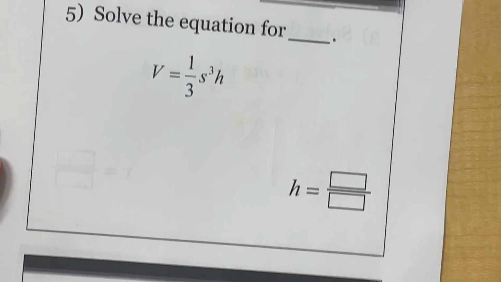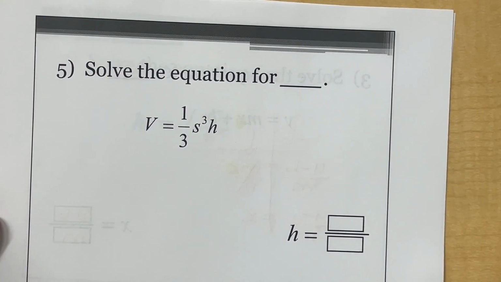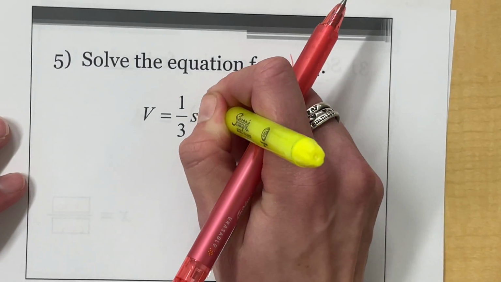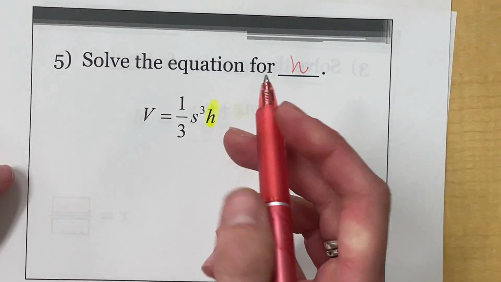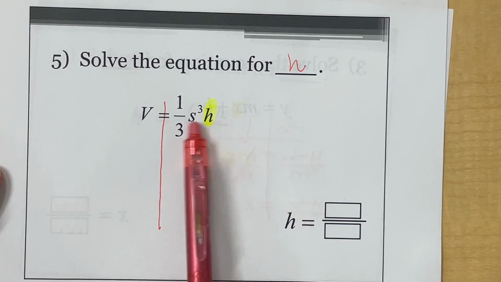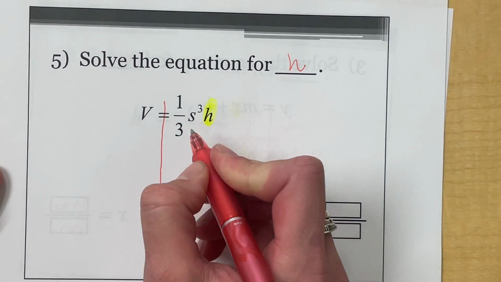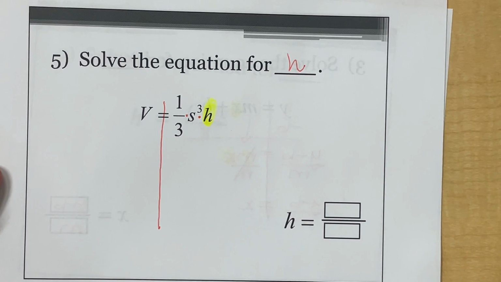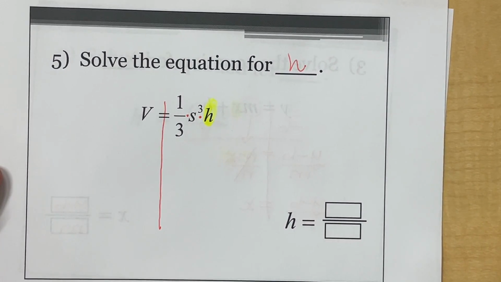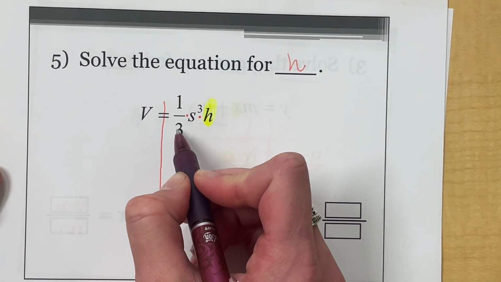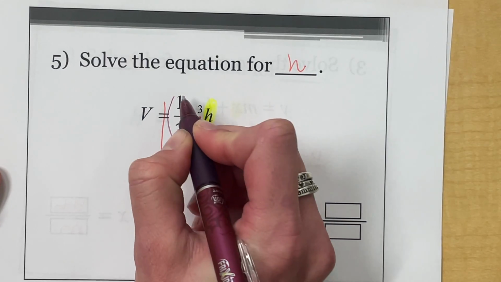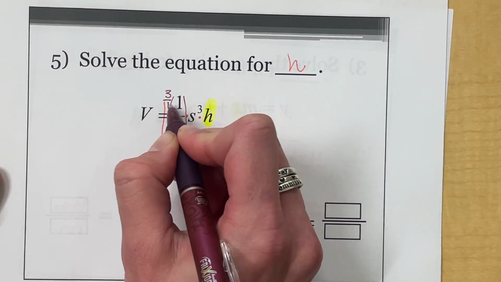Number 5, I am solving the equation for h this time. So highlight the variable h. Draw your river. Okay. We need to get h by itself, meaning we have to get rid of the timesing by 1/3 and the timesing by s to the 3rd power. We want to start with getting rid of that fraction first. So to do that, I'm going to divide by 1/3, fast forward, that's multiplying by the reciprocal. So we're going to take that 1/3 and multiply it by 3/1.